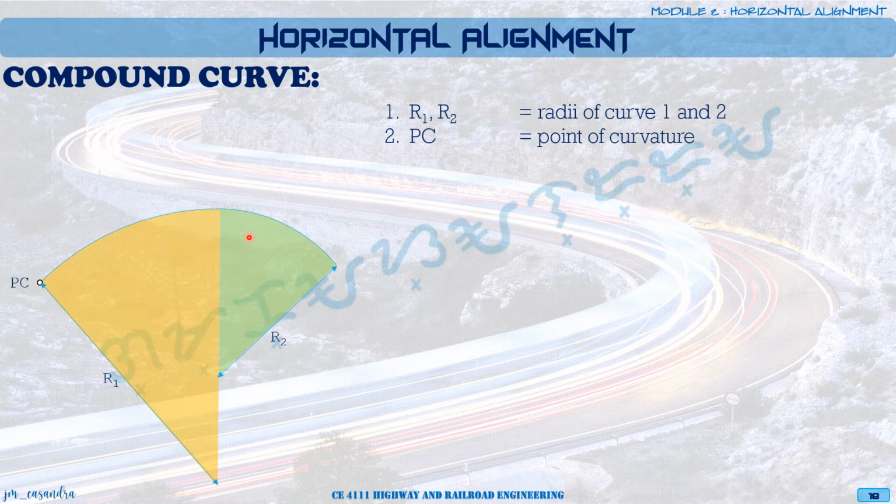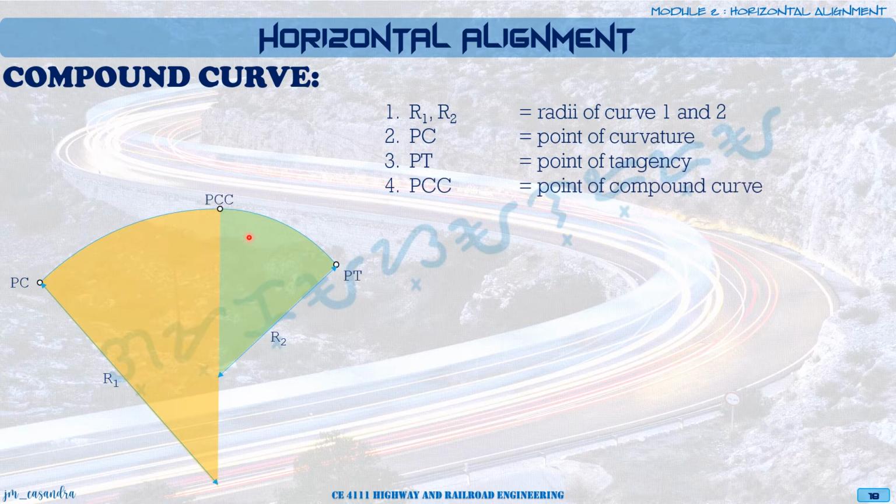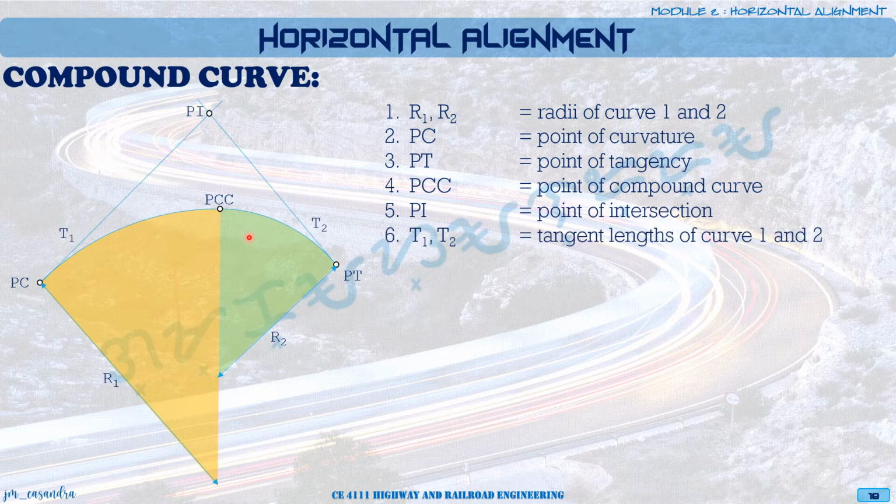We have your PC, or the point of curvature, or the start of our curve. Then we have your PT, which is the point of tangency. Then we have your PCC, which is the point of compound curve. We have your PI, which is the point of intersection of our T1 and T2, which are the tangent lengths of curve 1 and curve 2 respectively. Then we also have our common tangent, which passes through our PCC.